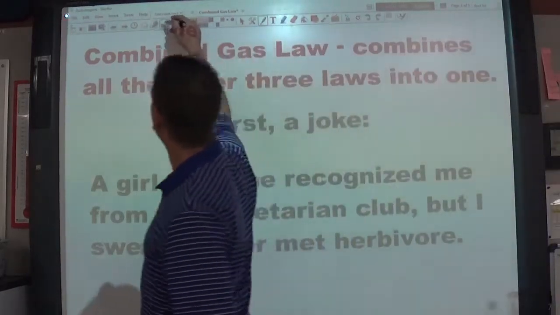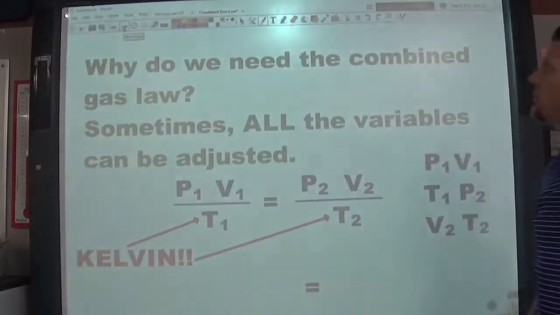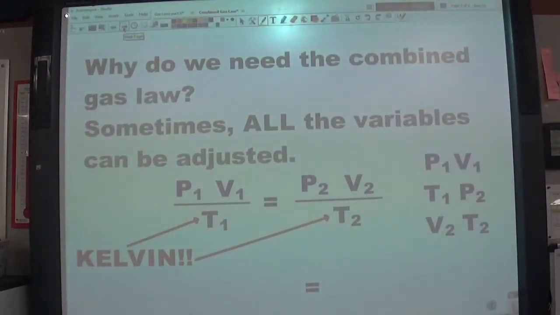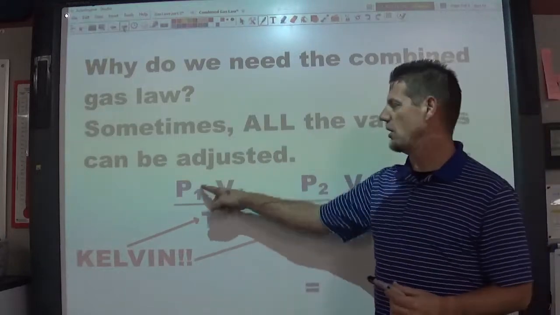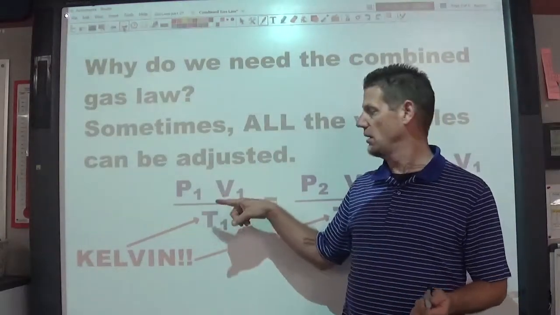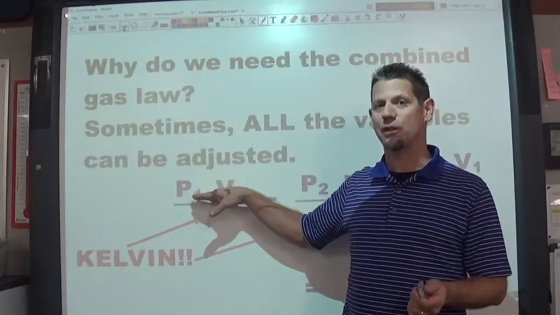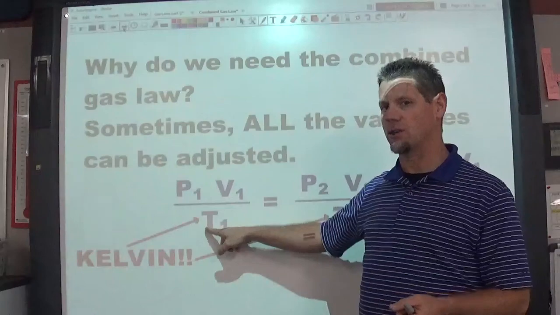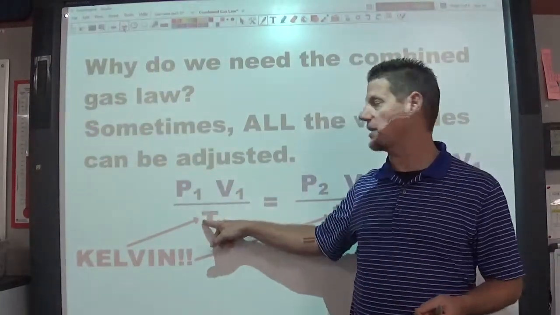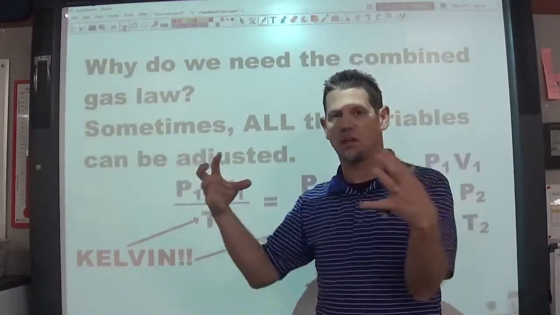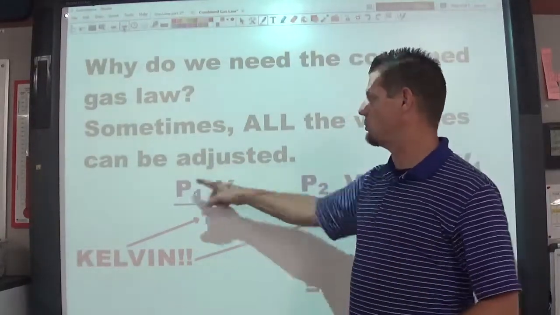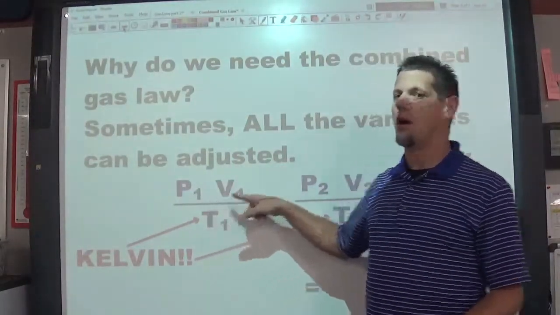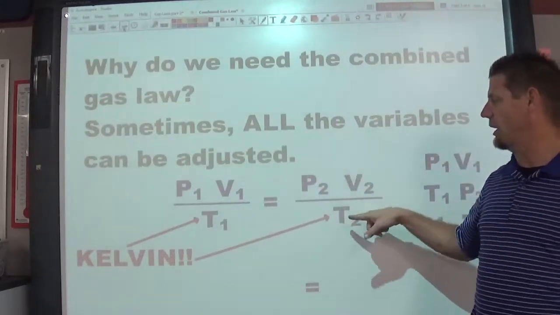All right, so here we go. Why do we need the combined gas law? Well, like I said, sometimes all the variables can be adjusted. So we have P1, V1, and T1. Remember before, we had pressure and volume for Boyle's law. They're inversely related. When one went up, the other goes down. And volume and temperature were Charles's law, and pressure and temperature was Gay-Lussac's law. So all we did is we just kind of took them and merged them together. So it's pressure 1, volume 1, and temperature 1, all equal to pressure 2, volume 2, and temperature 2.